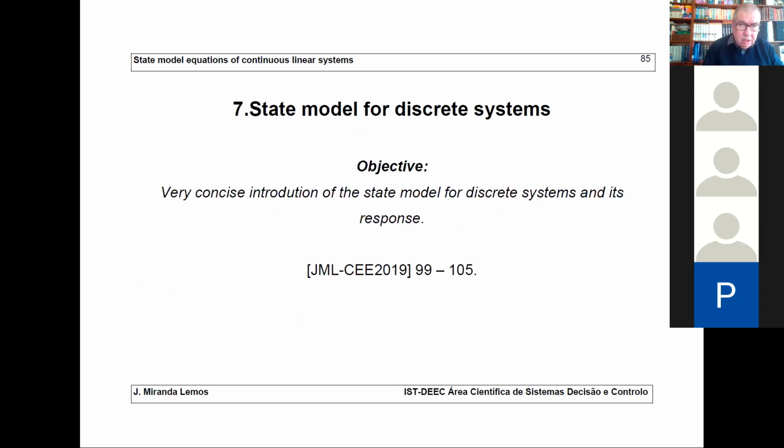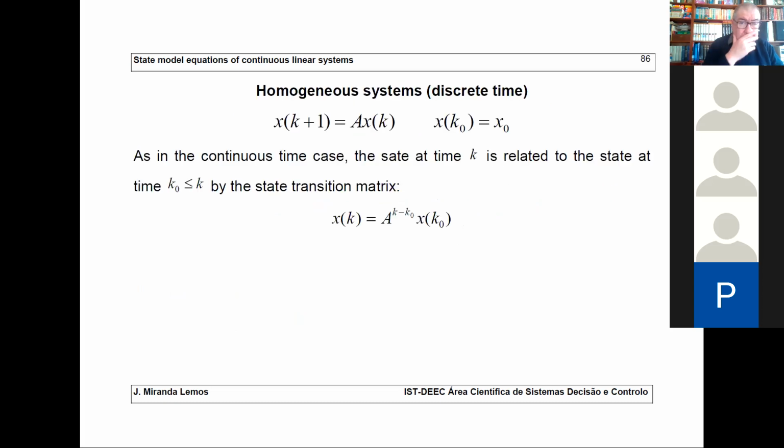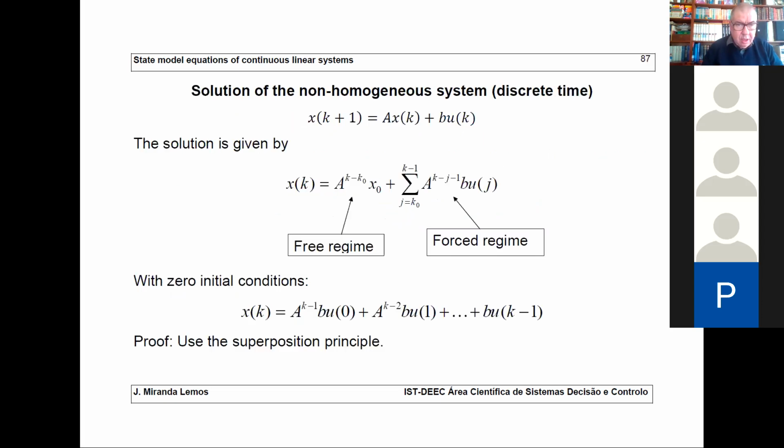A final word. A final word is just 2 slides for discrete time systems. In that case, the state equation, you know, it's x(k+1) equals A x(k). Okay, so no input. And the solution, we have seen it, is a power of the matrix A. And again, you have something like the variation of constants formula. So that's this formula for the solution of the non-homogeneous case. And so instead of an integral, now you get the summation.